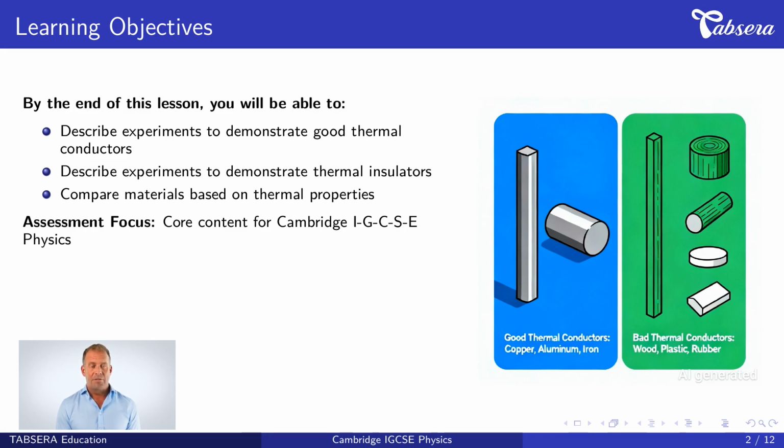Third, compare materials based on thermal properties. This involves analyzing experimental results to rank materials from best to worst thermal conductors. These objectives align with Cambridge IGCSE Physics core content requirements and prepare you for examination questions on thermal conduction.